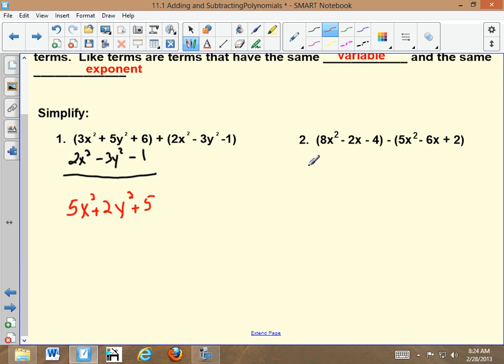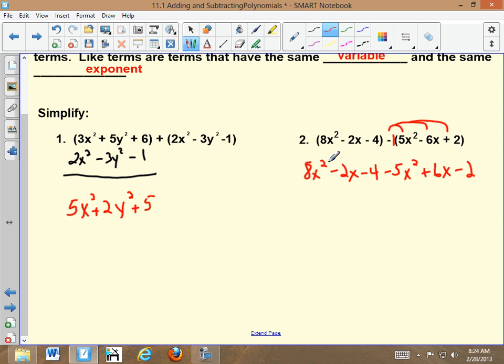So here's what I'm going to do. I'm going to rewrite 8x squared minus 2x minus 4. Now, this right here is like a -1 that has to be distributed to all of these. Now, here's what I found out. You guys, some of you know how to do this, and you do it different ways. That's okay. -1 times 5 is -5. Keep your x squared. -1 times -6 is positive 6x. -1 times 2 is -2.